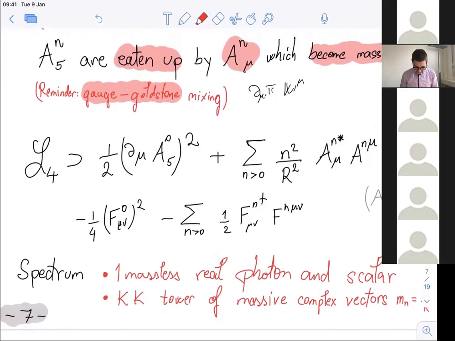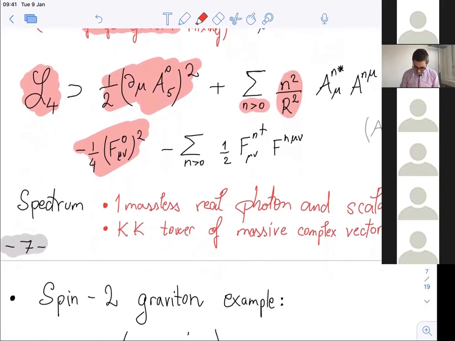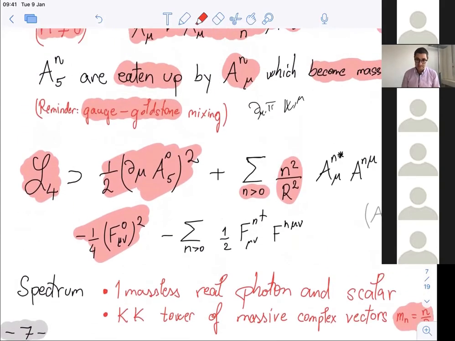So finally, in 4D, this is the Lagrangian density in 4D. It will have one massless scalar and one massless vector. And then there will be a tower of massive vectors. So the tower of massless vectors ate the tower of scalars. And now we are only left with the tower of massive complex vectors with the mass n over r. Okay? So you will have massive vector Kaluza-Klein modes of the massive vectors.